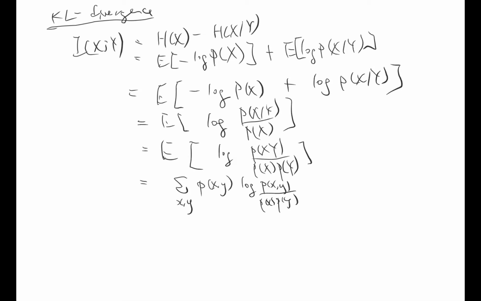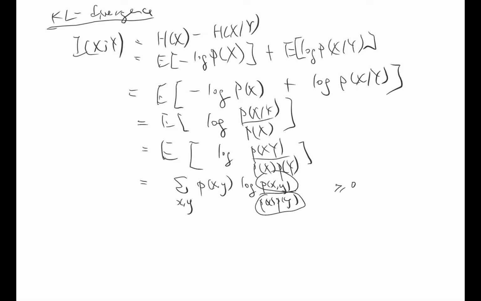What we mentioned is that this quantity is bigger than or equal to 0, and it will be equal to 0 if p(x,y) equals p(x)p(y). We argued that in terms of information theory, in terms of how we interpret information, but we didn't prove it mathematically.